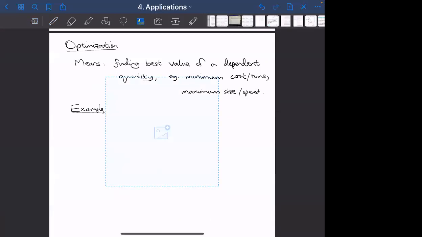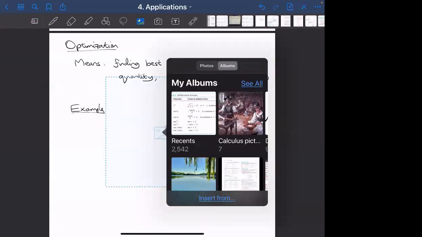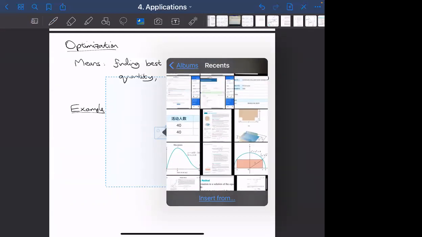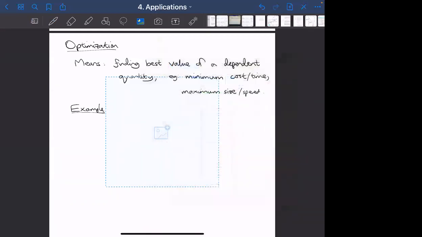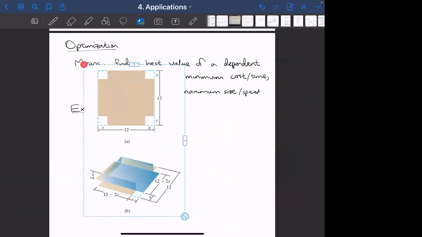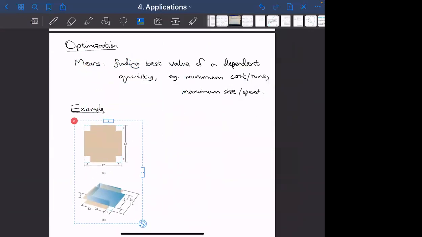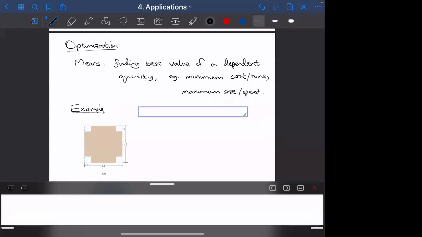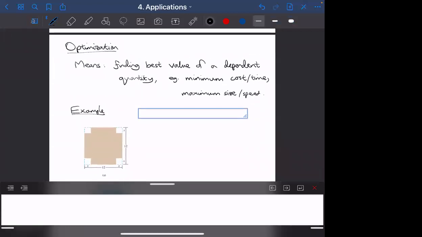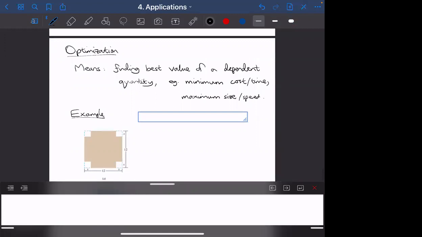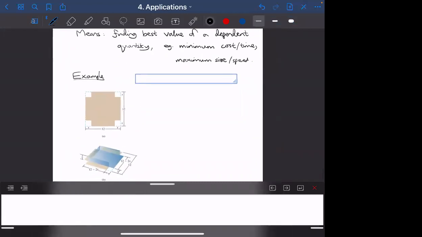So let me put in a picture to explain. A problem we talked about at the beginning is if we have a box that's made in this way by taking a square. We had a rectangle before, but in this case, let's take a square and let's cut squares into the corners and fold up to make a box like this.